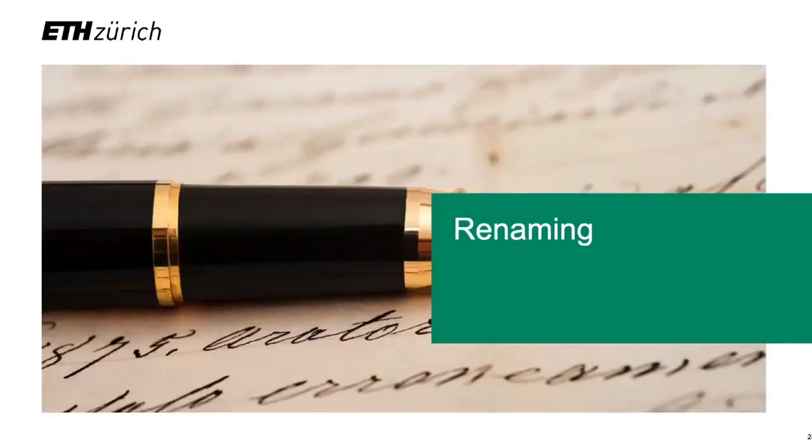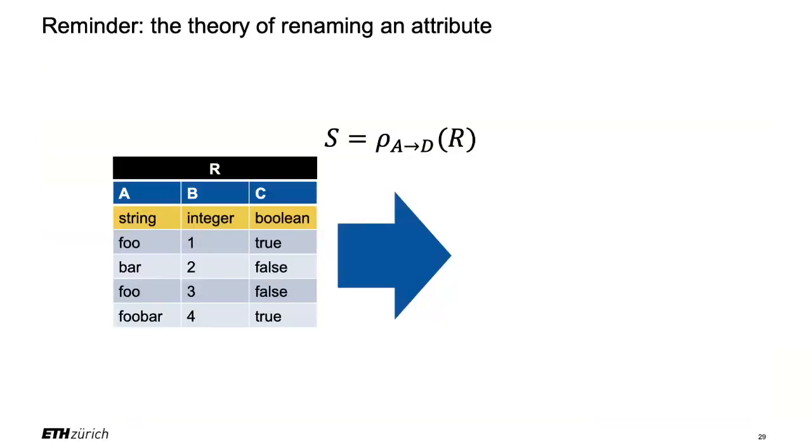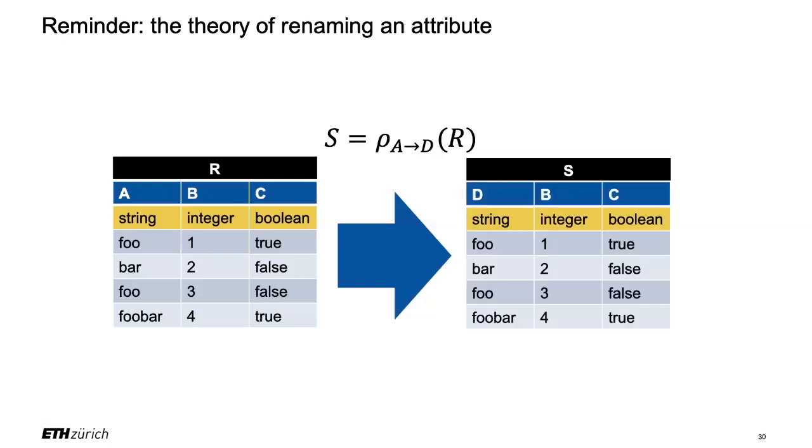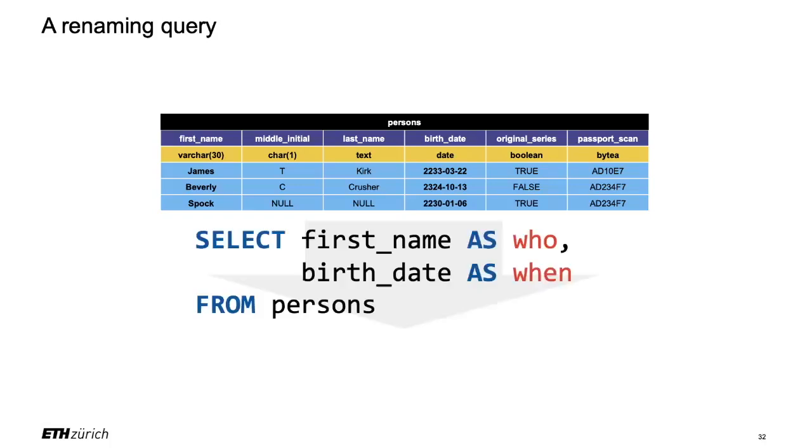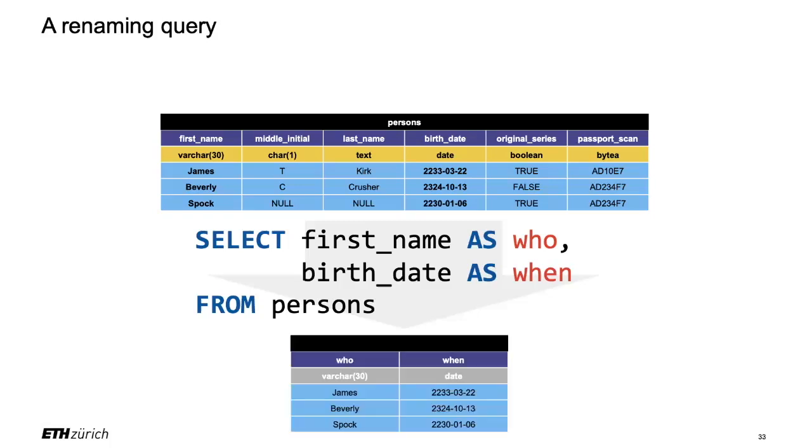Okay, let's move on. So now we have renaming. Renaming is the letter rho. So you want to rename, let's say, column A to column D on R, like this. Change A to D. Well, here's how you do it in SQL. You use the as keyword. So you say select first name as who, birth date as when. So you basically give them new names. And that is now going to create this table with these 2 columns. But now you change the names of the columns. So that is the implementation of rho in SQL.